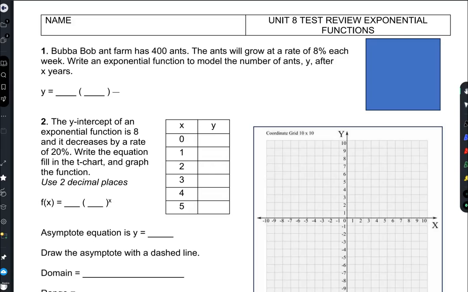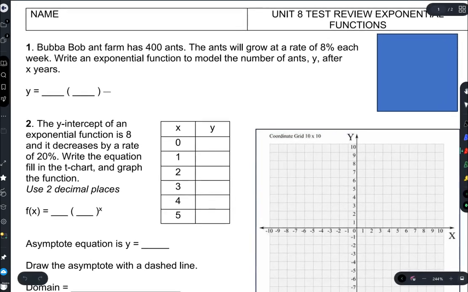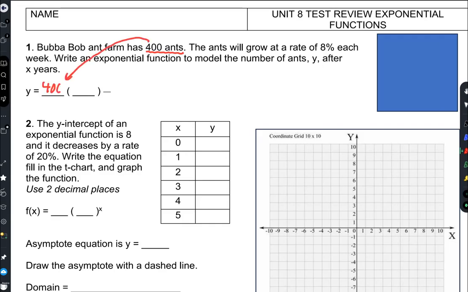Today, we're going to be doing the Unit 8 test review over exponential functions. Fun, fun, fun. Okay, on number 1, we've got to write the exponential equation of this problem. We start with 400 ants. That's our starting amount. That 400 is going to go right here.